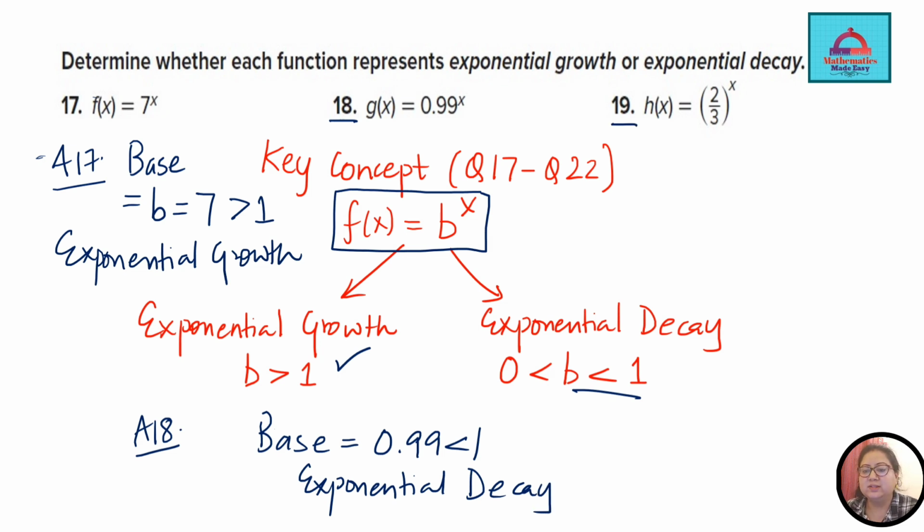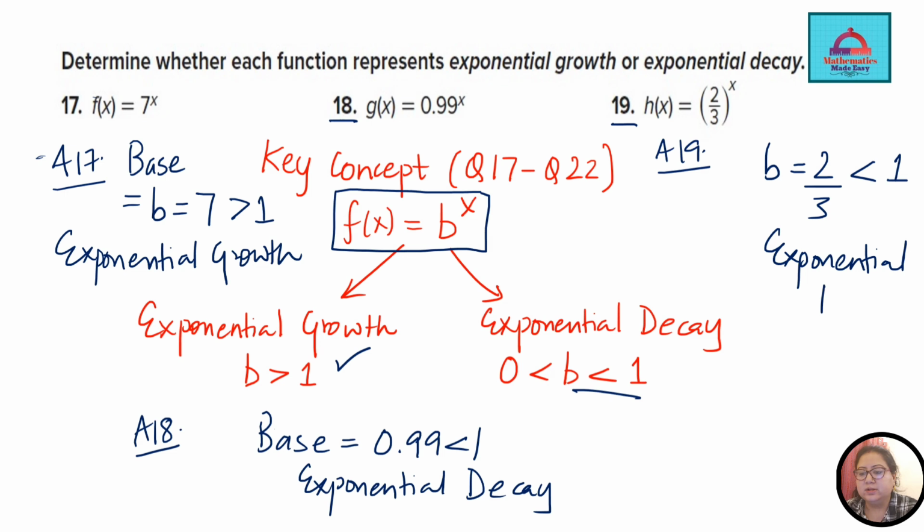In a similar way, let's now do the 19th question. For this one, the base is a fraction, 2 divided by 3. Always, you can convert the fraction to a decimal using your calculator, and you will be very sure that it is less than 1. So this is also an exponential decay function. I hope you've understood these questions 17 to 19. So let's complete these kinds of questions and also do the remaining from 20 to 22.